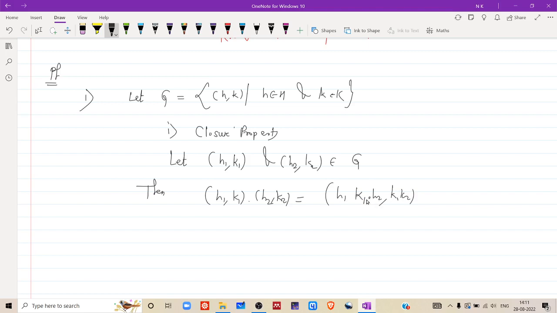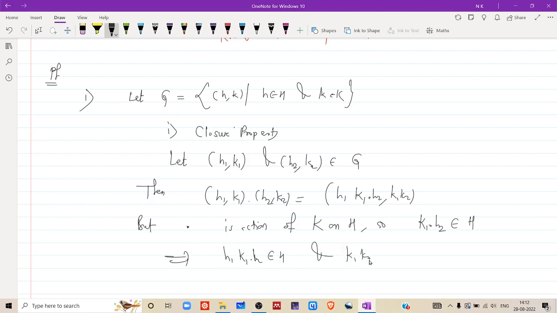But we can easily find that since this is action, dot, let me write here dot. What is dot? Dot is action of K on H. So if k1 takes action on h2, the resulting element will again go into H, right? Because K takes action on H, and group action means the element goes back into the same set. So k1 dot h2 is again in H. So h1 multiplied by k1 dot h2 is an element of H, and the second element, the ordered pair k1 k2, will go into K.